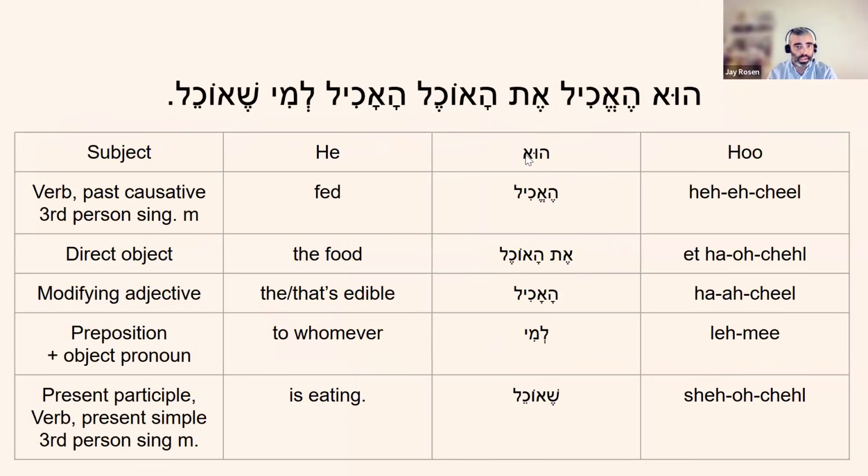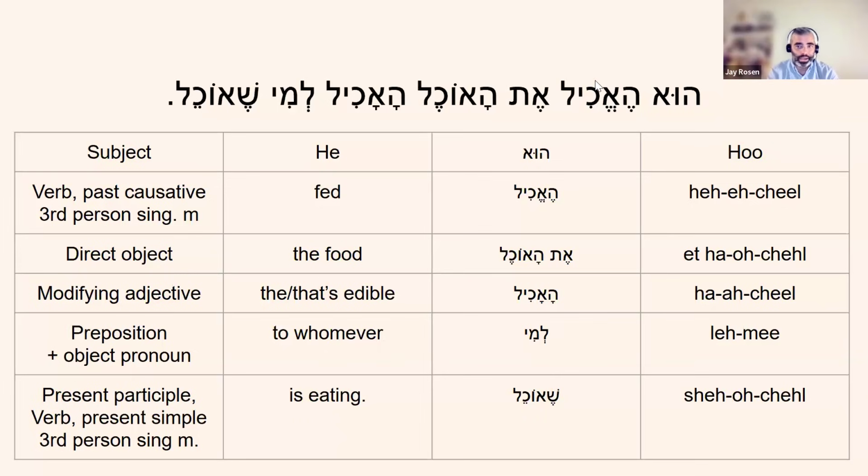Who is he, right? You see here Hebrew, transliteration on the right, English, and the part of speech on the far left. Hu he'echil. He'echil is the verb, he fed. Okay? It is the causative form of the verb. We'll talk about that more next week, right? But he'echil, he fed. He fed et ha'ochel, the food, direct object, the food. Ochel is food. Ha'achil, the edible food. Achil is an adjective, edible. Lemi, to whomever.